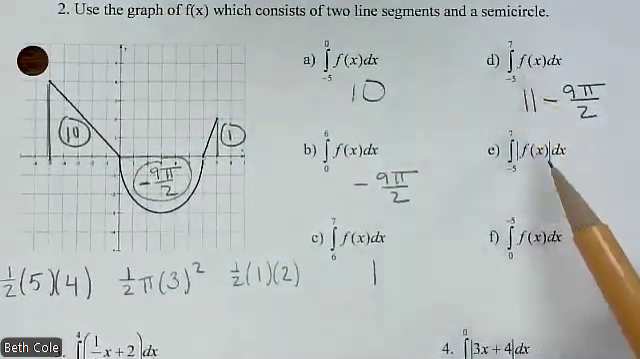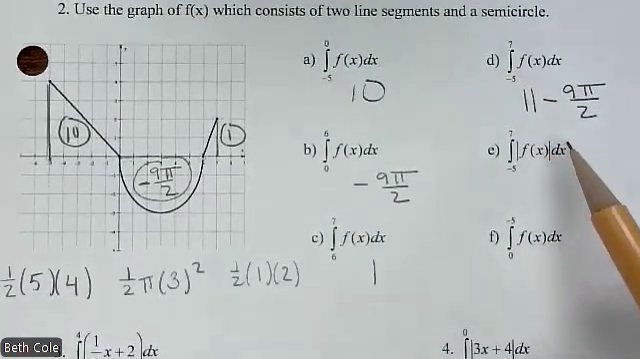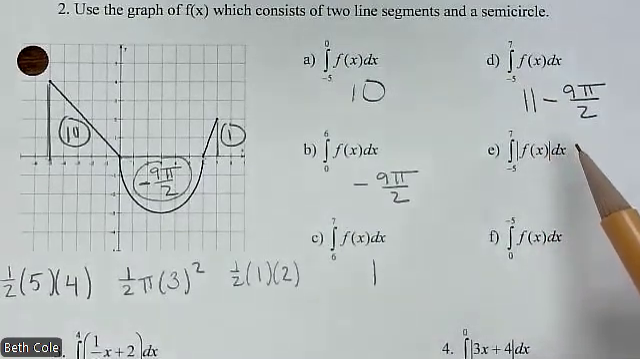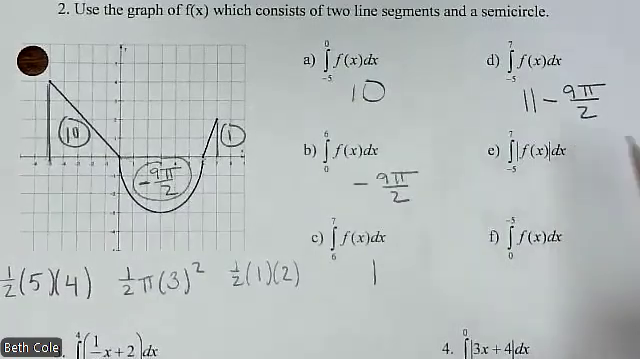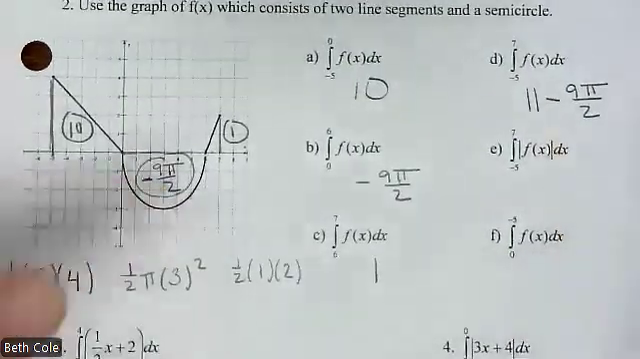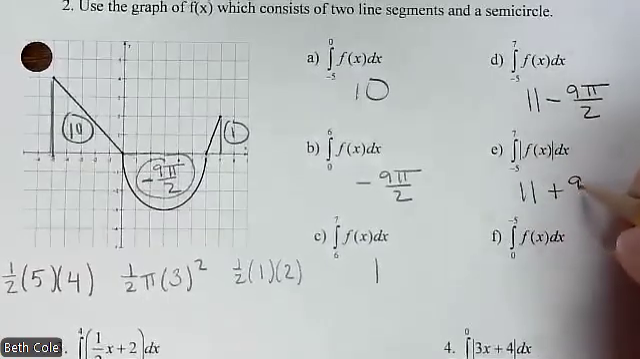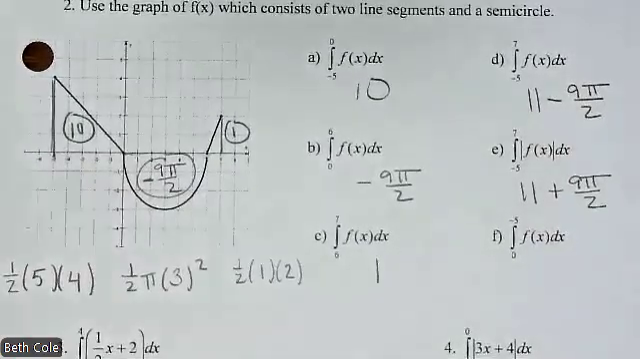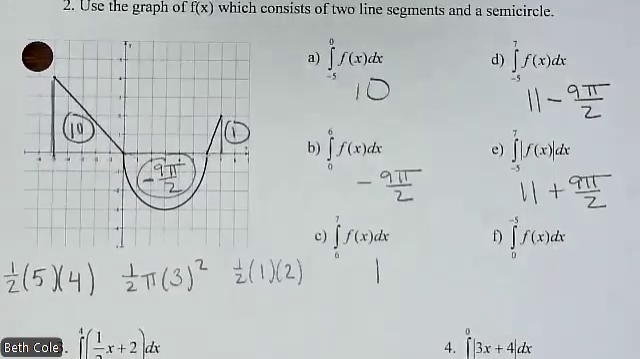This is the exact same question, except absolute value. What's that going to do to all your areas? Yeah, make them all positive. So instead of 11 minus 9/2 pi, it's going to be 11 plus 9/2 pi. Yeah, don't overthink. It's just absolute value makes it all positive.